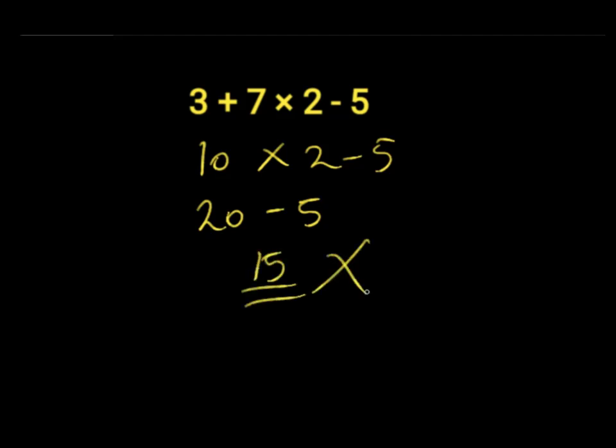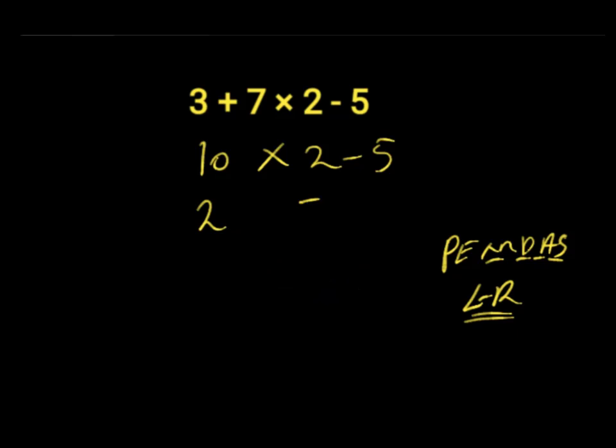15 is the wrong answer to this question because we did not work with the order of operation, which is PEMDAS. In PEMDAS, we have parentheses, exponents, multiplication, division, addition, and subtraction. Multiplication and division have equal priorities, such as addition and subtraction, working from your left to your right in order to arrive at a correct answer. Let us have the right answer to this question.